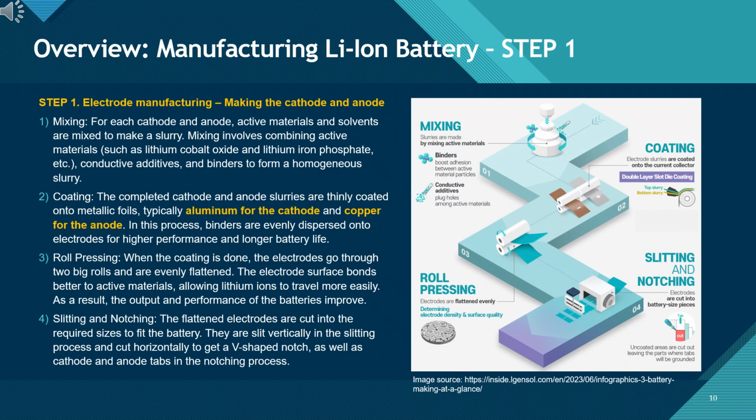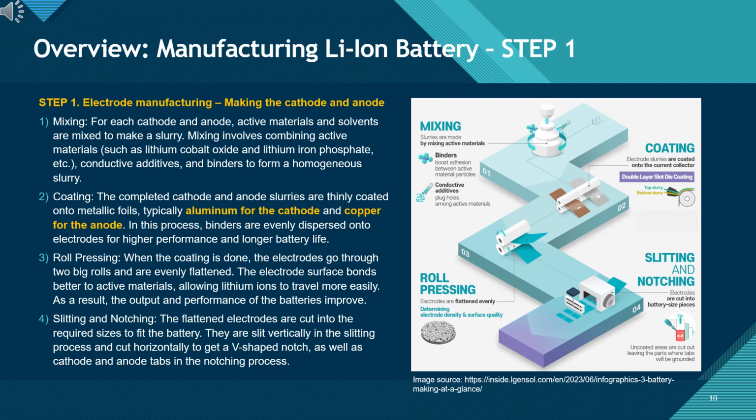Overview: Manufacturing Li-ion battery, Step 1. This slide introduces the first major step in battery production, electrode manufacturing. At this stage, the cathode and anode are created through four key subprocesses. First, active materials, binders, and additives are mixed with a solvent to form a uniform slurry.